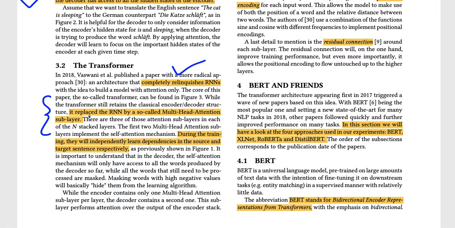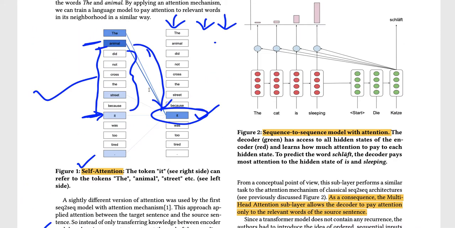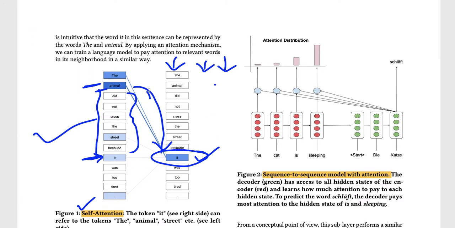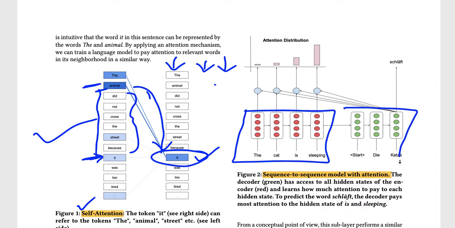And during training, the dependencies are learned independently on both the source and the targets, right? So that is something which is important. And yeah, so this is a general sequence to sequence model. If you see, this is the encoder model here, and this is the decoder model.